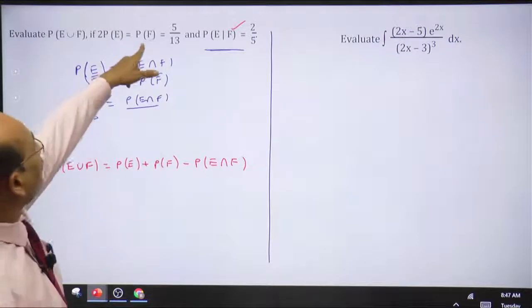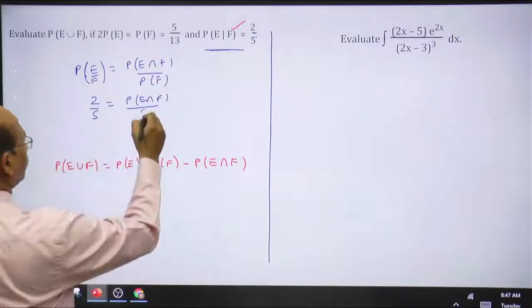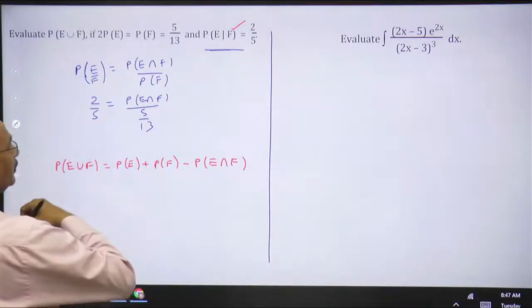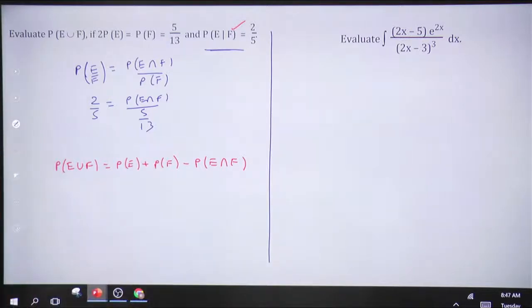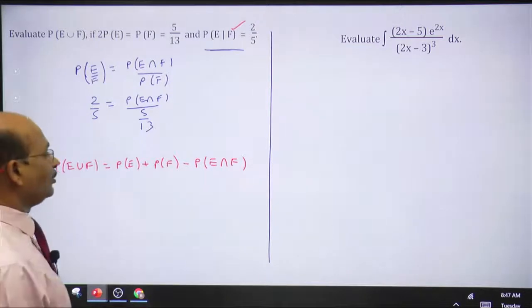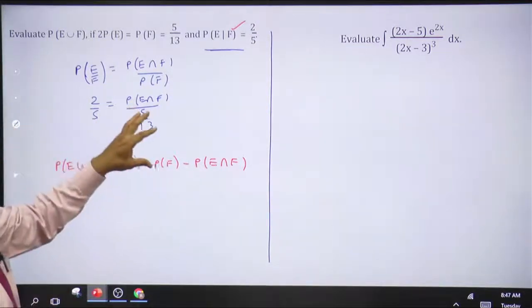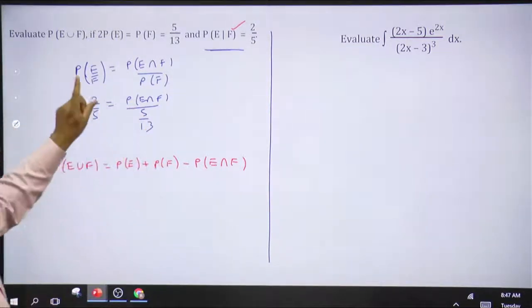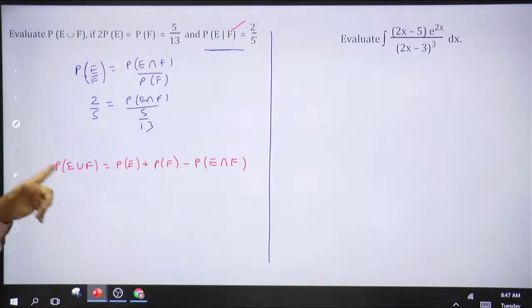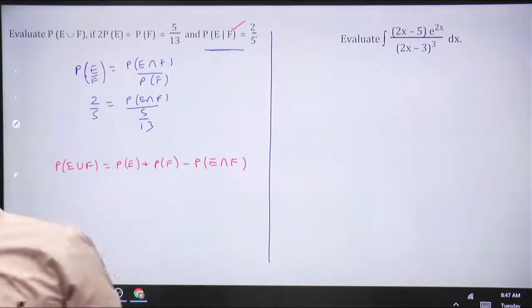Now what is P of F? It equals 5 by 13. So you can try it out now on your own and see what working you get. Please try it out. Check it out and tell me once you get P of E intersection F. There is some error here. One second, I will just find out that error. One minute, let me just check the sum.